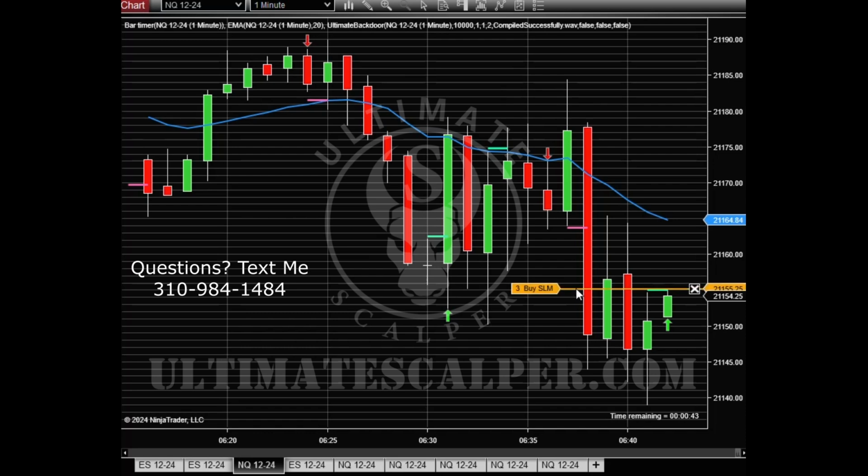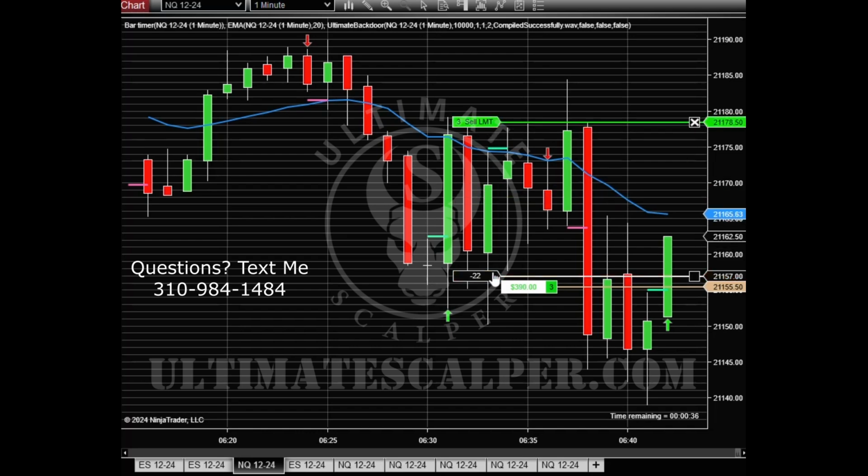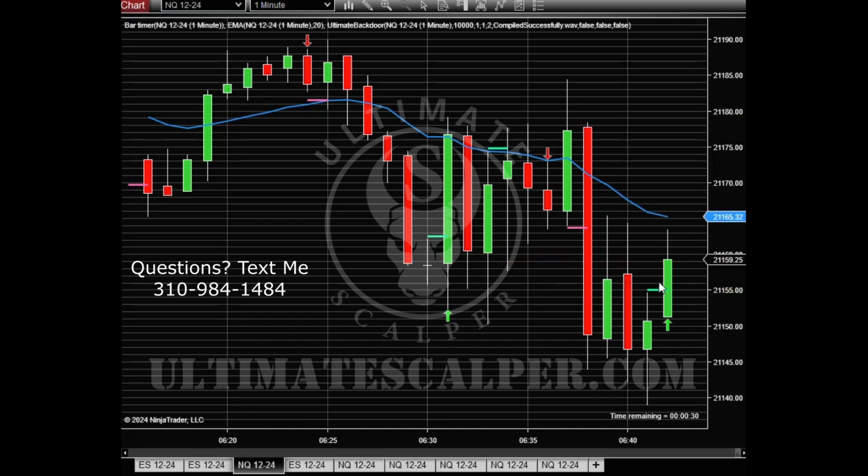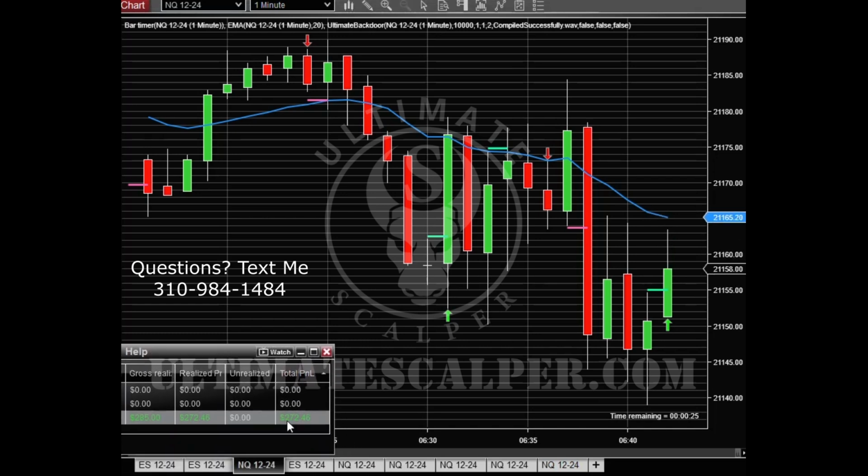Here's our new entry point. Order filled. A backdoor arrow. Get my stop in. 1 minute NQ moves very fast, so I trail closely and grab a quick $272 on this little move right here. Stop filled. It's bouncing off the blue line, so I'm getting out because it acts as a resistance or support.